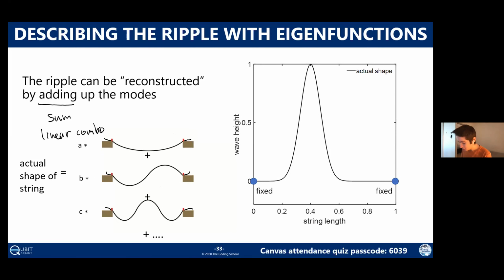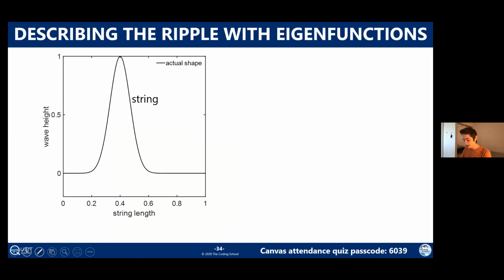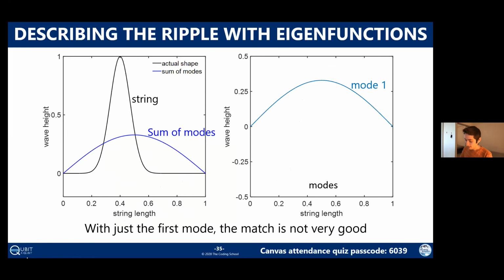We have some slides here to demonstrate how this works. This is our string, and this is the shape that we have plucked. As I said before, mode 1 does not fit that string. If we just had the first mode, that is clearly not a very good match, so we can conclude our string's not in the first mode. We already knew that. I know it sounds obvious, but bear with me.